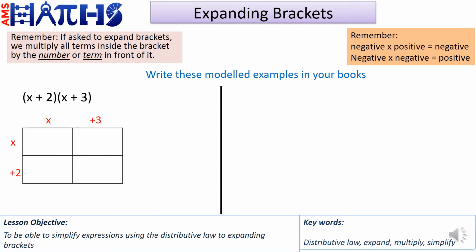So we're going to multiply. And when you've multiplied in your boxes, you should get x squared, 3x, 2x, and 6. So your 4 terms are written below. Then as you can see, your 3x and 2x are like terms, so they can be combined. So that gives you a positive 5x. So your final answer is going to be x squared plus 5x plus 6.